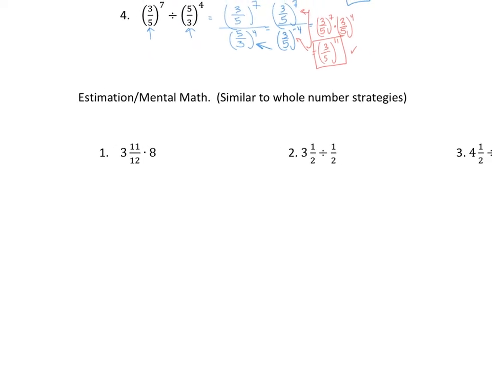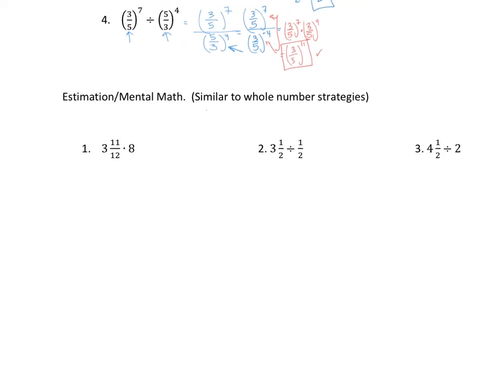All right, last couple questions here, just estimating. We're using some mental math similar to our whole number strategies. When I look at number 1, I see 11/12. That is so close to 1. So I see this as 3 plus 1. So really 4 times that 8. So that's what it's really close to, which would be 32.